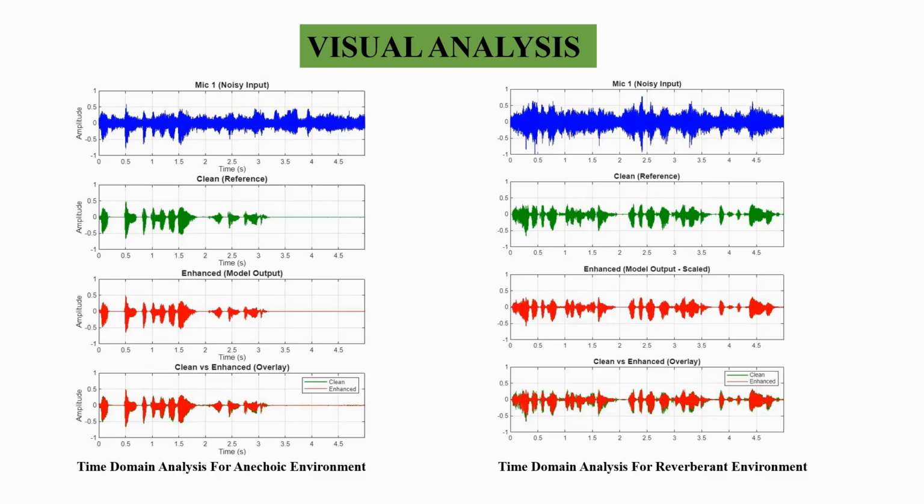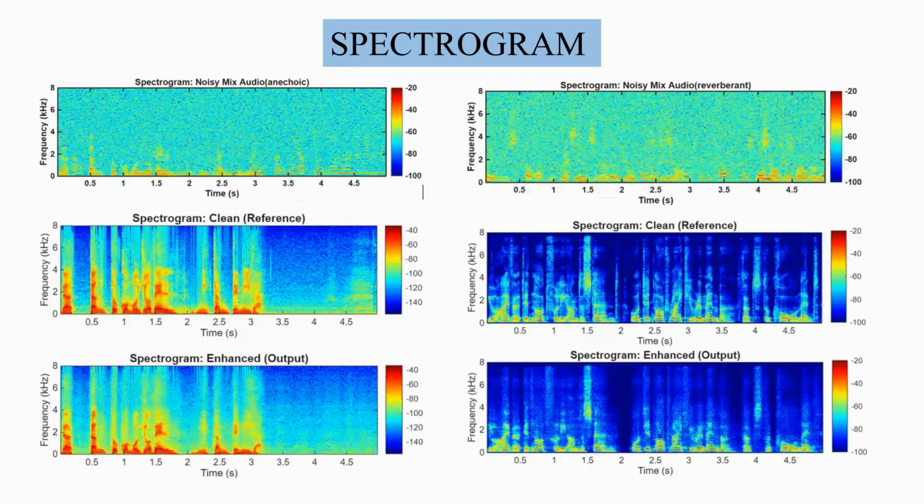The tight alignment proves that our complex ratio mask didn't just filter volume, it accurately reconstructed the signal phase, effectively solving the phase smearing problem caused by reverberation. Please go to the next slide for our spectrogram visualization.